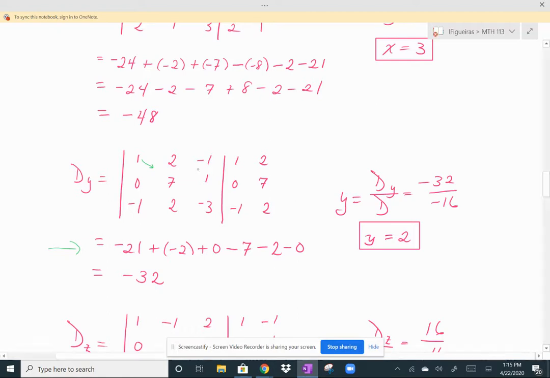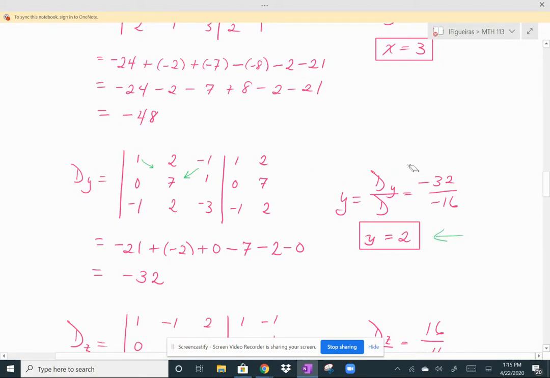Then we go in the other direction, and this time we start subtracting. So negative 1 times 7 times negative 1 is a minus 7. Then 1 times 2 is a minus 2. Then 2 times 0 times negative 3 is 0. So you get a result of negative 32. Again, that's not a solution. You still have to do the division. So the value of y is the determinant you just evaluated, D sub y, divided by the denominator, which was negative 16, and your result is that y is 2.